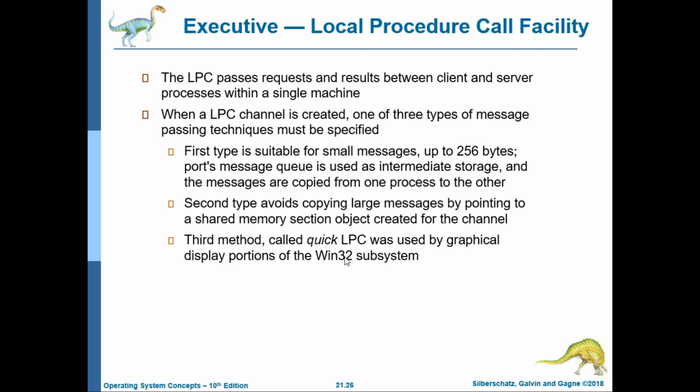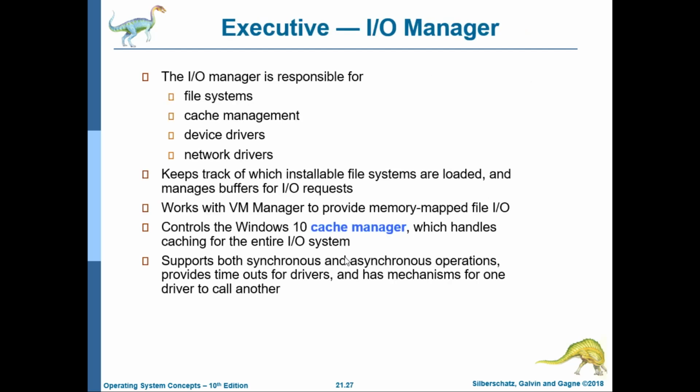Ports, a message queue is used as intermediate storage, and the messages are copied from one process to the other. The second type avoids copying large messages by pointing to a shared memory section object created for the channel. And last but not the least, the third method, called Quick LPC, was used by graphical display portions in the Win32 subsystem.